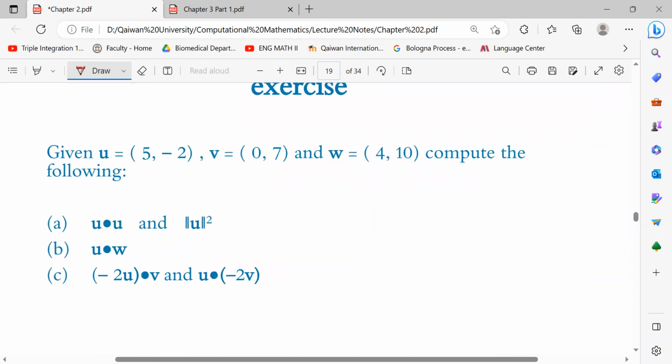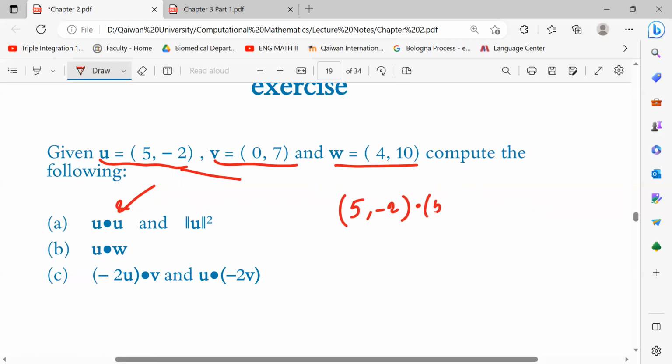Here, given this exercise, u is this, v is this, w is this. It says, find u dot u. You can find the dot product of a vector with itself. It's okay. How to find it? You say 5 and -2 dot 5 and -2, so 5 times 5 plus -2 times -2. That's all. How about this one? Find the length of u and then square the result. And for this, it's easy.